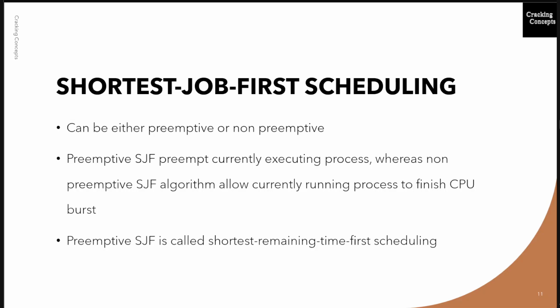The SJF algorithm can either be preemptive or non-preemptive. The choice arises when a new process arrives at the ready queue while a previous process is still executing. The current CPU burst of the newly arrived process may be shorter than what is left of the currently executing process. A preemptive SJF algorithm will preempt the currently executing process, whereas a non-preemptive SJF algorithm will allow the currently running process to finish its CPU burst. Preemptive SJF scheduling is sometimes called shortest remaining time first scheduling.